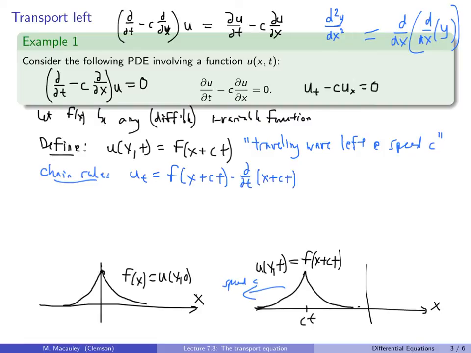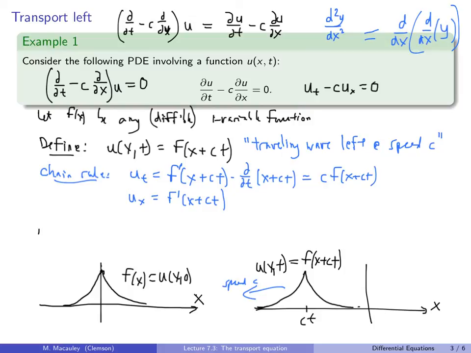Remember that? Single variable calculus. So that is just c times f prime of x plus ct. And then ux is, oh, I forgot my prime here. F prime of that. Ux is f prime of x plus ct times the x derivative of this, which is just 1. Okay?